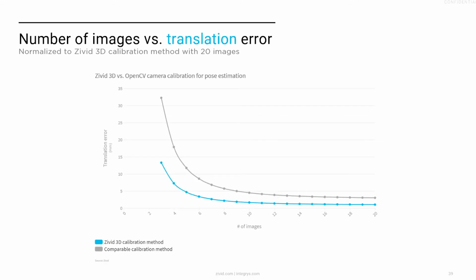If we go to the next slide, we can see that the story is the same for translation error. Again, moving the robot, camera and software says move to this specific point. The robot arm moves there. You measure the distance between where it's supposed to be and where it is. Again, the OpenCV or the open source calibration method is worse in the beginning, and it's worse in the long run as well. So this is some data that we believe demonstrates that our 3D hand-eye calibration is the best in the market.